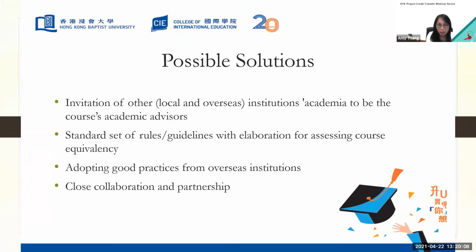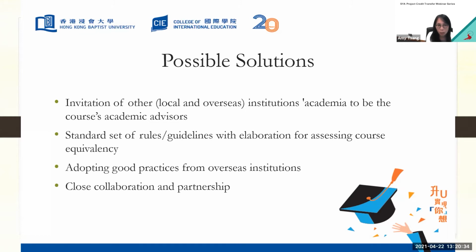If there is a standard set of guidelines, Dr. Cheung also mentioned that there are a number of things the guidelines didn't cover at all. So if they are going to be provided, we hope they can include elaboration, details and examples, so that when students look at them, they have a reference and know whether course-to-course equivalence is really possible or not.